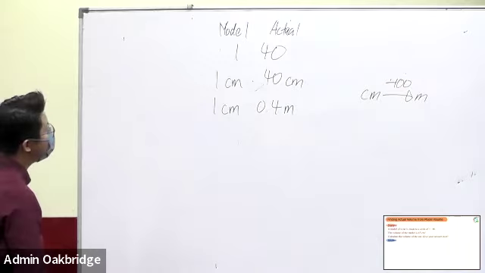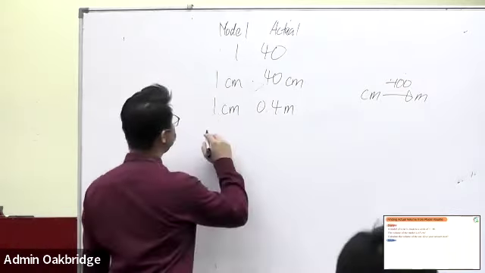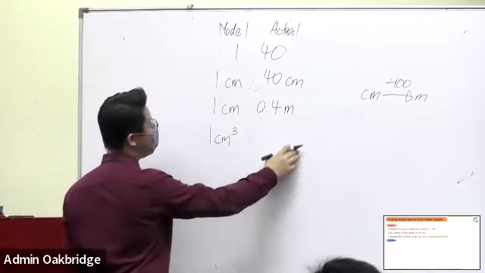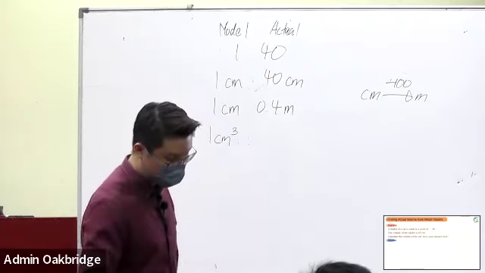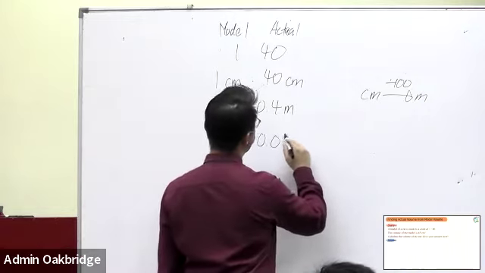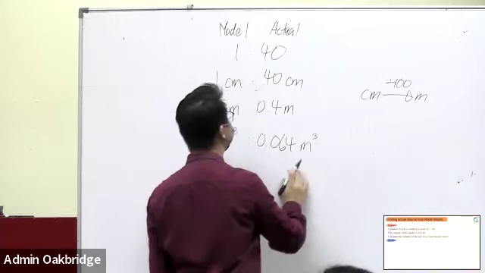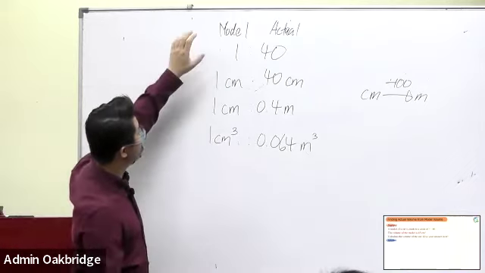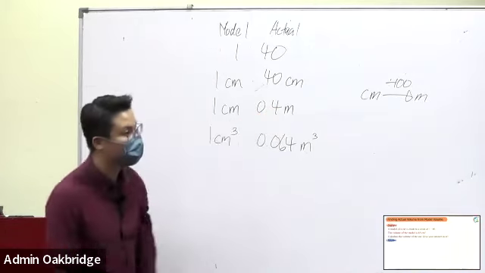So our next step is to take the cube of both sides. So we have 1 cm cubed. 0.4 meter cubed is what? 0.4 cubed is 0.064 meter cubed. And now you know the relationship already: 1 cm cubed in the model actually represents 0.064 meter cubed for the actual one.